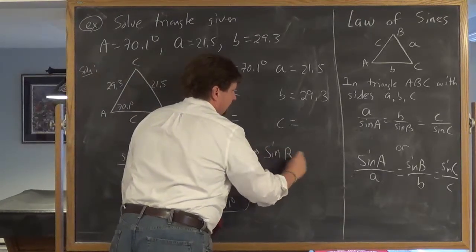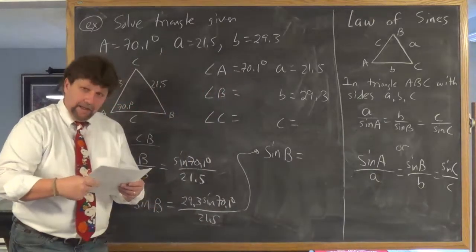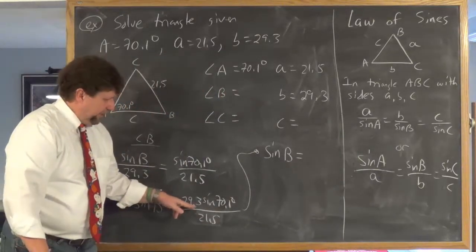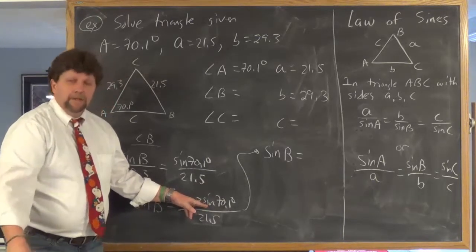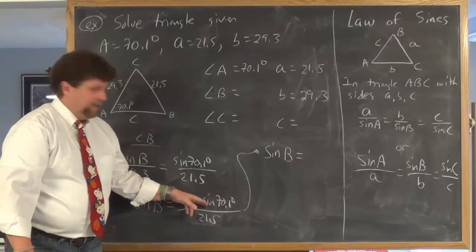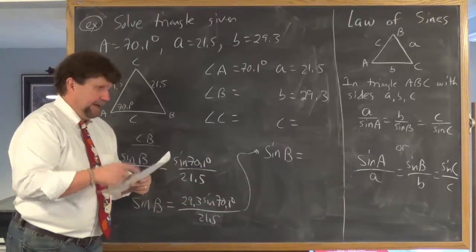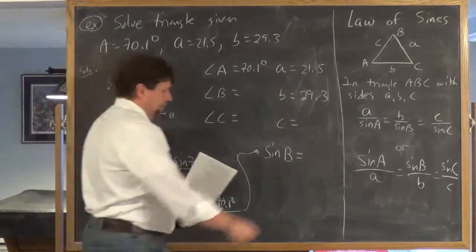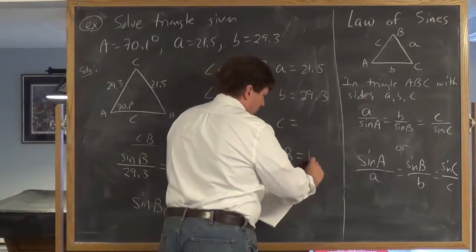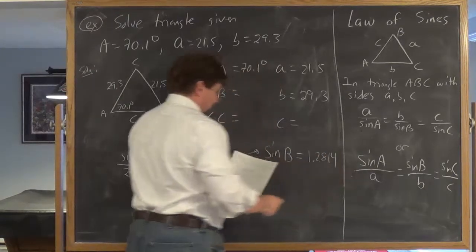I have the sine of angle B equals, and now I use my calculator, and I do 29.3 times the sine of 70.1 degrees, my calculator's in degree mode, divided by 21.5. And if I do that, I'm going to write down the number that it gives me. It gives me a number pretty close to 1.2814.